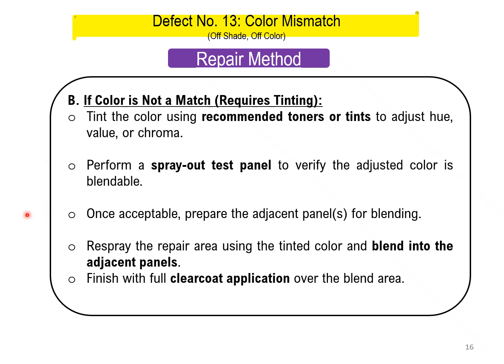Once acceptable, prepare the adjacent panels for blending. Respray the repair area using the tinted color and blend into the adjacent panels. Finally, finish with clear coat application over the blend area.